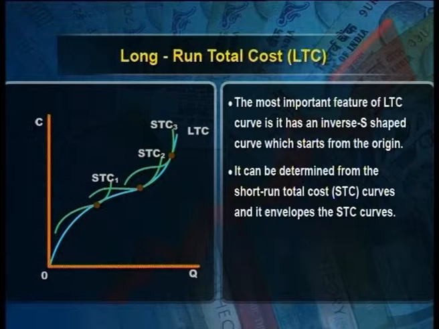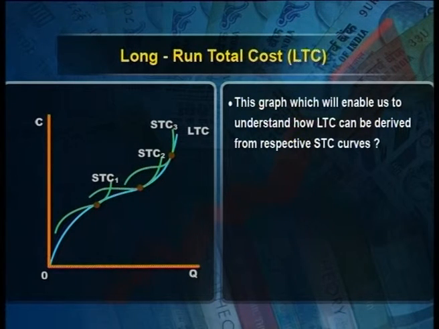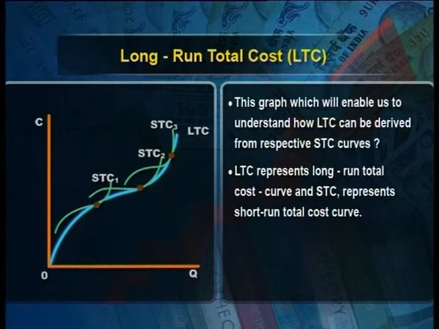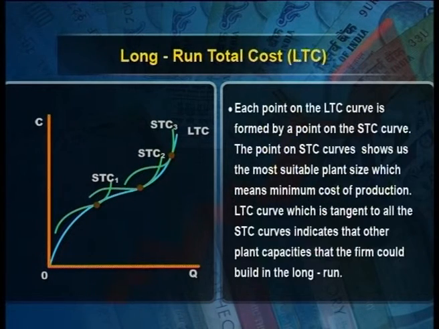Let us look at this graph which will enable us to understand how LTC can be derived from respective STC curves. In the graph, LTC represents long run total cost curve and STC represents short run total cost curve. It is clear from the graph that LTC is a continuous curve. Each point on the LTC curve is formed by a point on the STC curve. The point on the STC curve shows us the most suitable plant size, which means minimum cost of production.